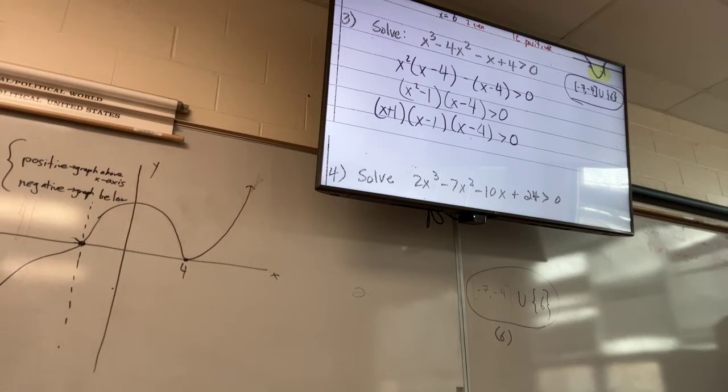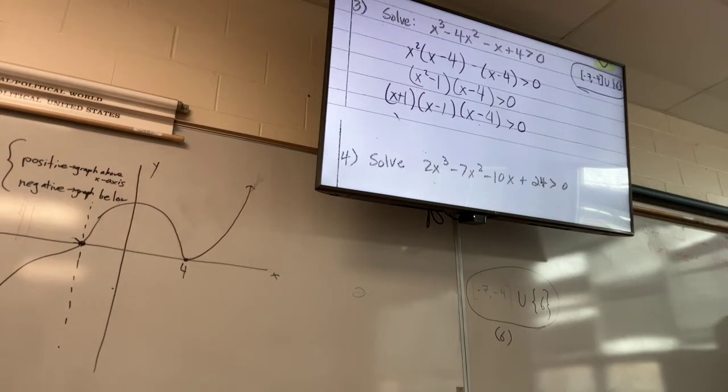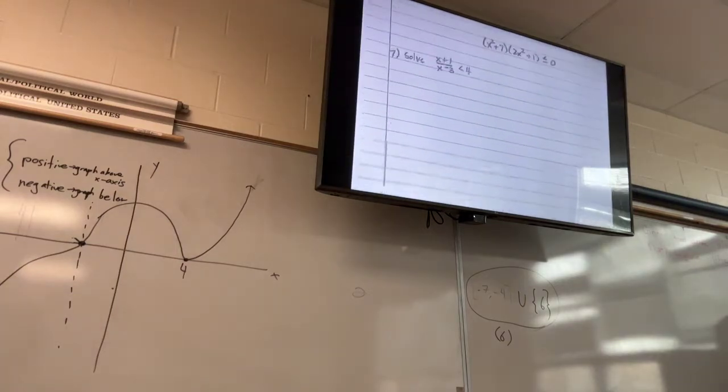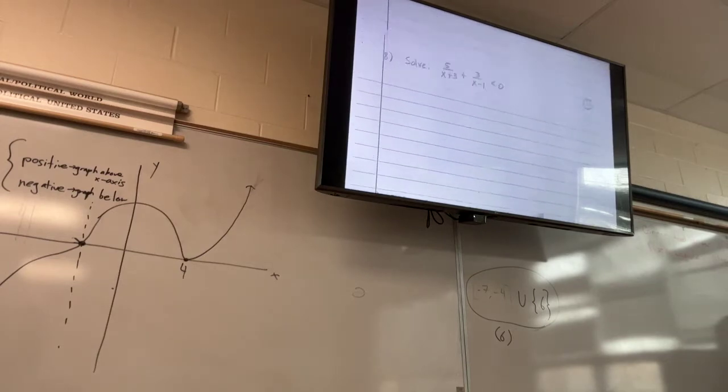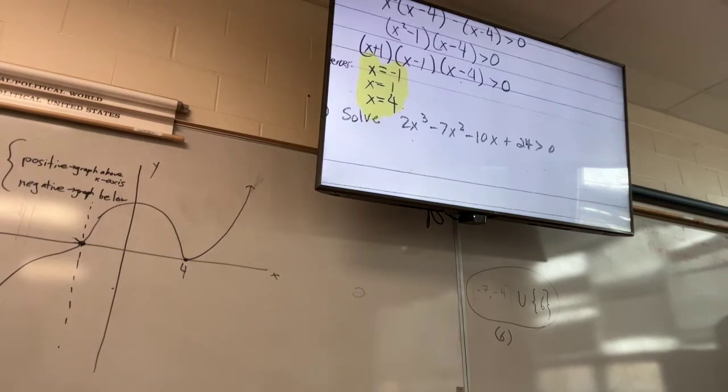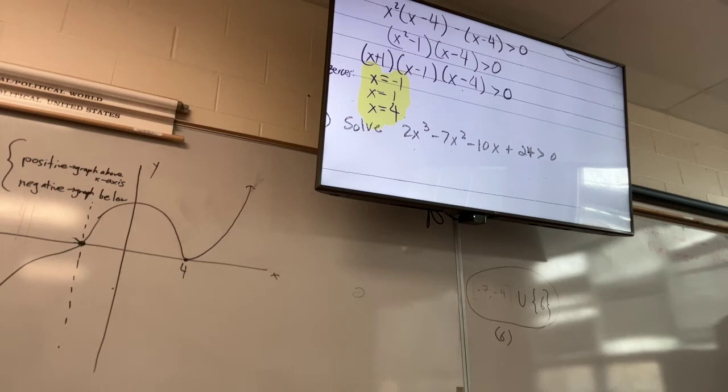Good, so we got our zeros. What are our zeros then? X equals -1, x equals +1, x equals +4. Okay? All right, what's the multiplicity on these? For everyone? Yeah, 1. Hopefully we should know this by now.